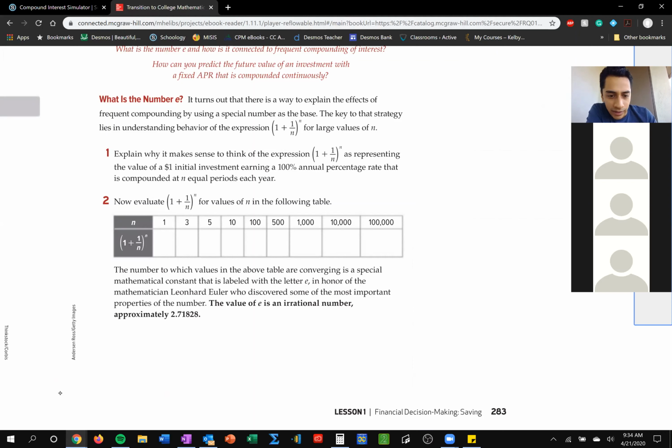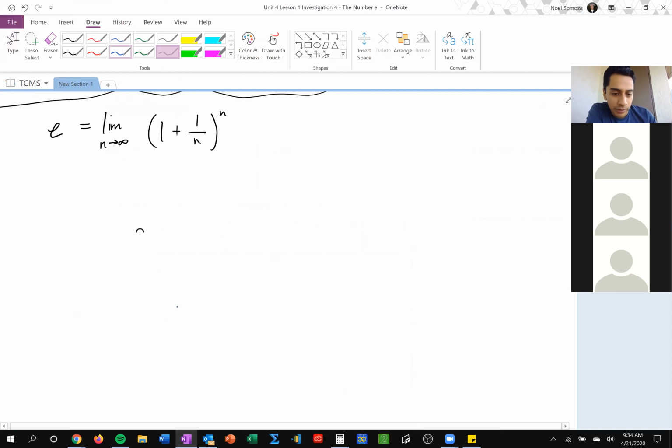Now, they're telling us down here that the value of e is approximately 2.71828. Okay, that's what we're trying to get to, but I kind of want to go through this process to see how it gets there. So you'll see down here that the number to which the values in the table are converging is a special mathematical constant, and we label that letter e. So let's just play around with this table.